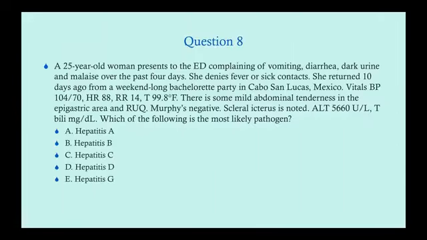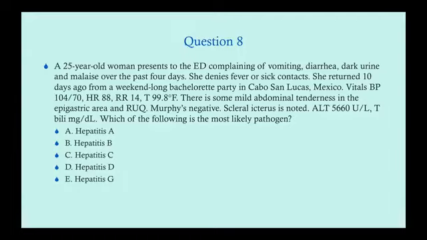Question 8 gives us a 25-year-old woman presenting to the ED complaining of vomiting, diarrhea, and dark urine and malaise over the past 4 days. She denies fever or sick contact. She returned 10 days ago from a weekend-long bachelorette party in Cabo San Lucas, Mexico. Vitals, blood pressure 104 over 70, heart rate 88, respirations 14, temperature 99.8 degrees Fahrenheit. There is some mild abdominal tenderness in the epigastric area and right upper quadrant. Murphy's sign is negative. Scleral icterus is noted.